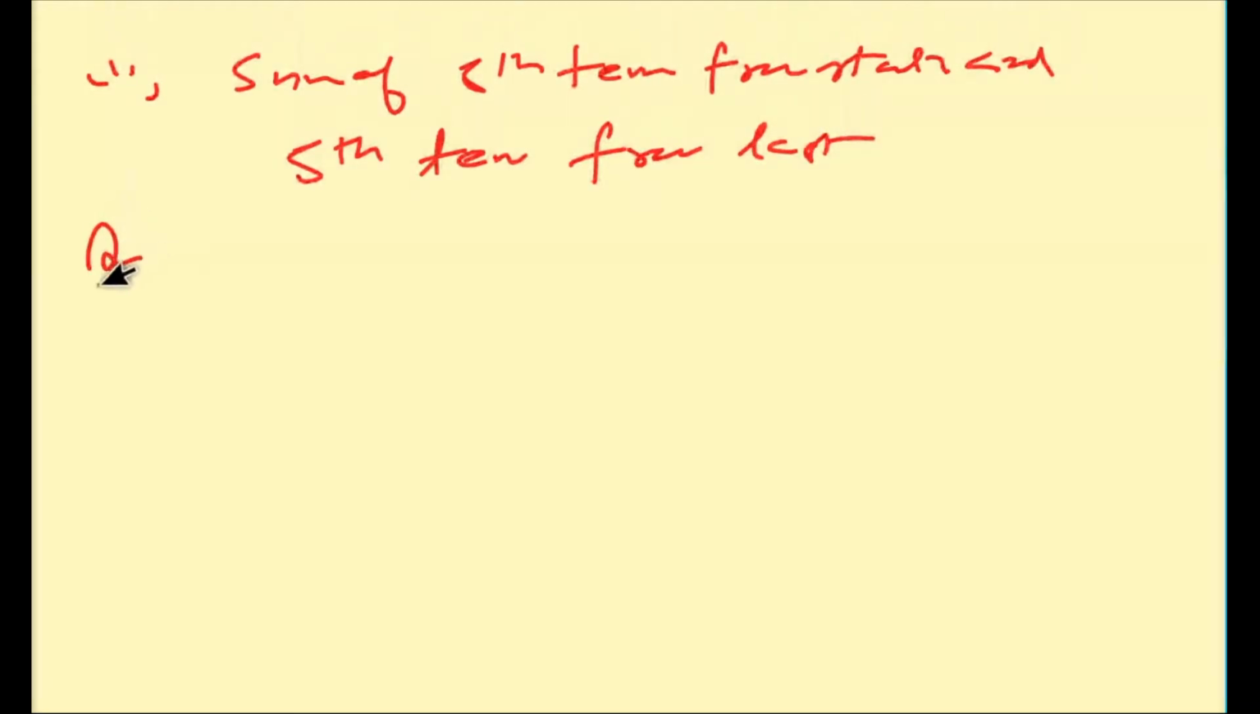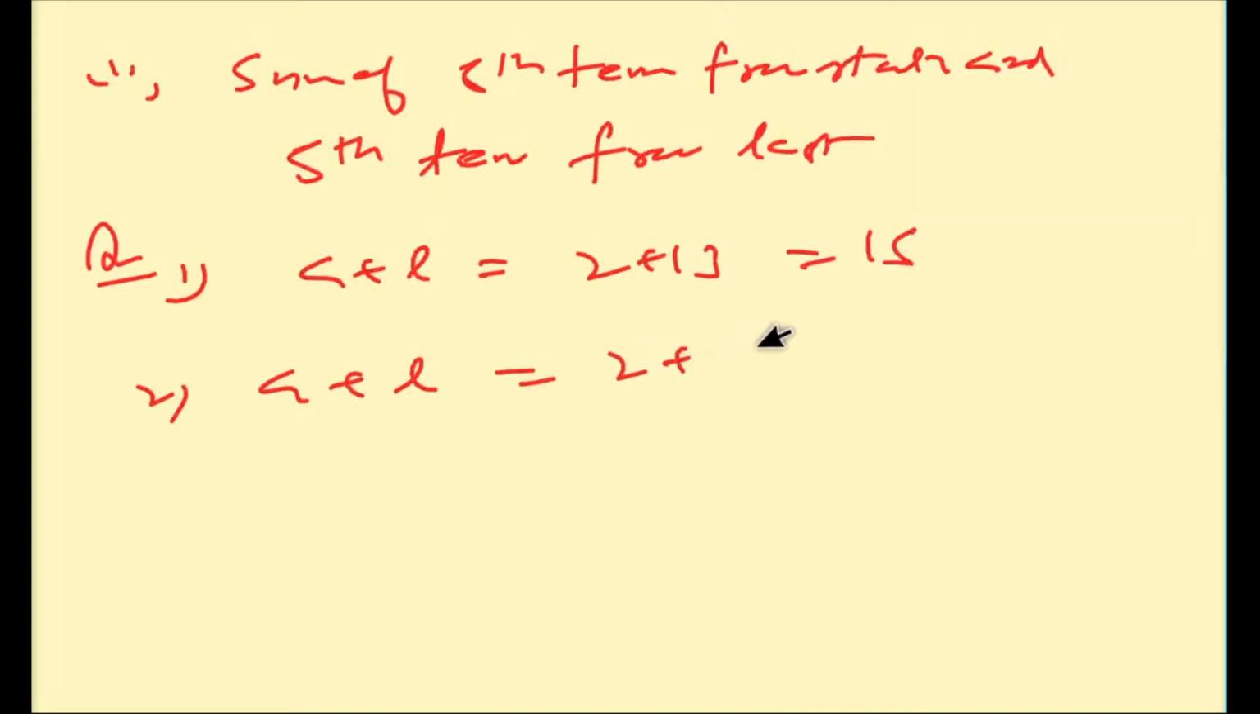So the answer will be, first, A plus L, that is 2 plus 13 equals 15, and the second answer is also A plus L, 2 plus 13 equals 15. The same answer, because we know the formula: the sum of the pth term from the start and the pth term from the last is only A plus L, and we know the values of A and L. So the answer is constant. Okay, student, are you understanding the formula?